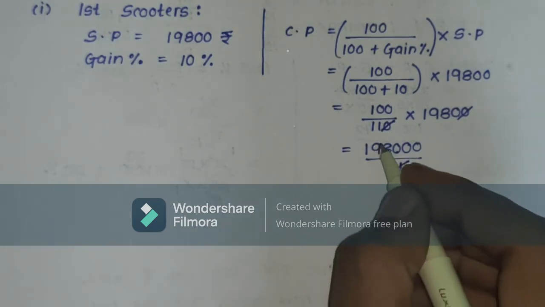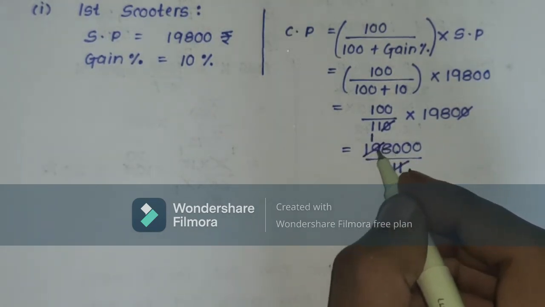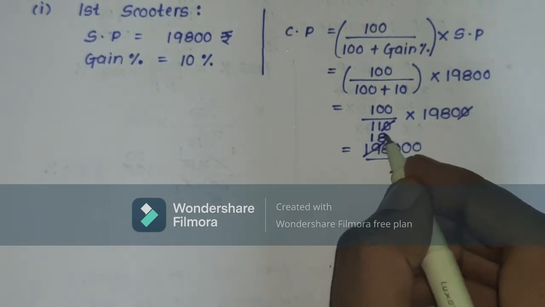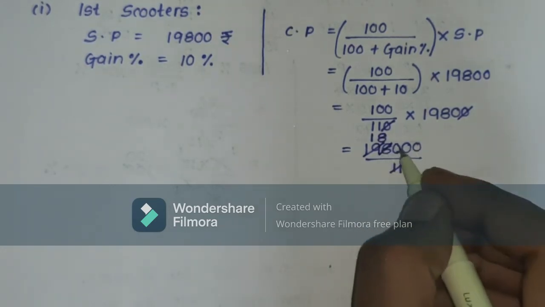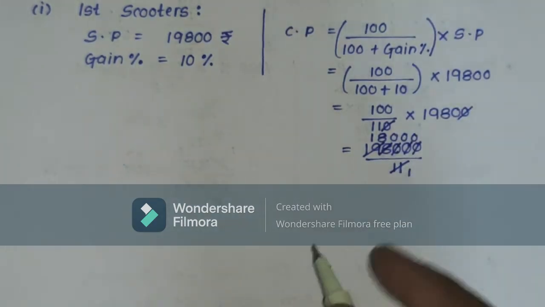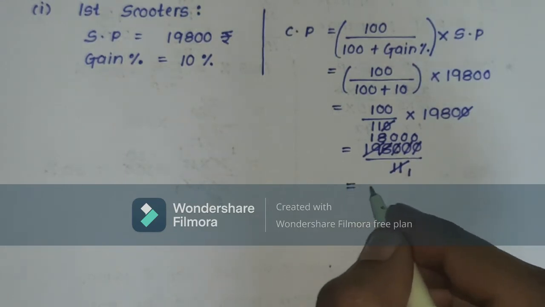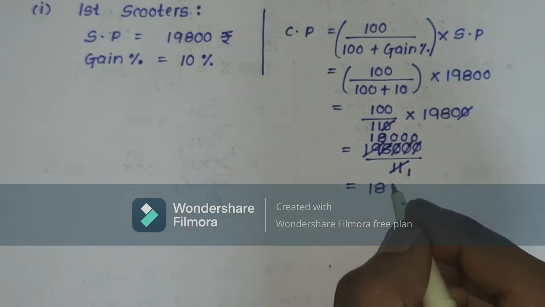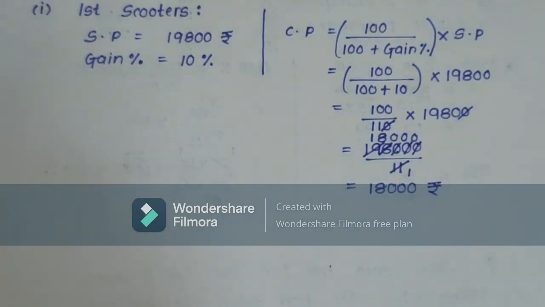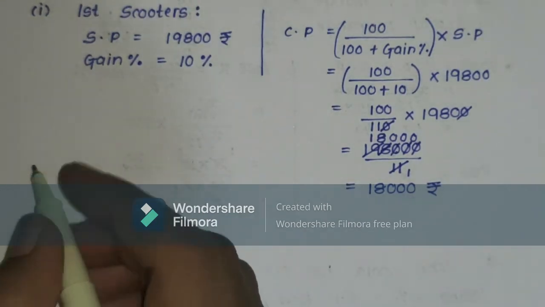So 11 ones are 11, student. 11 ones are in 19. But 8 is pending. So it will become 88. So 11 8s are 88. Right, student? Now 11 zeros are 0. Again 11 zeros. So what is the CP, student? The CP is 18,000 for the first scooter. Okay. But we need to find the CP for the second case also, no? Second scooter. So let us move with the second.